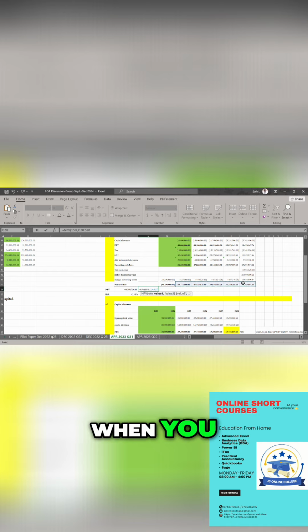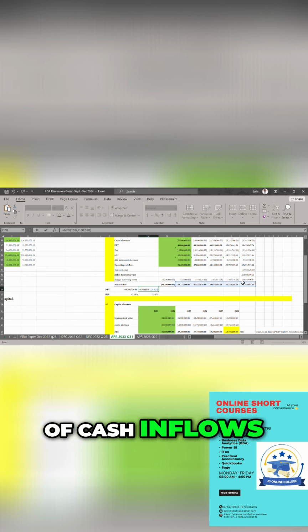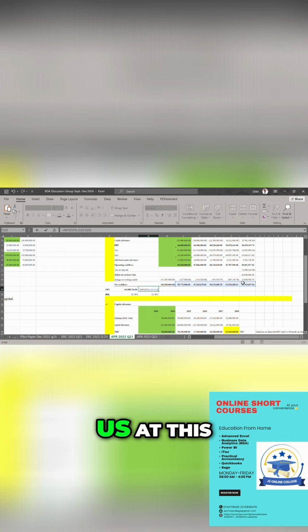Now, when you close this bracket at this point, before hitting any enter key, remember the NPV formula is always total present value of cash inflows, we deduct total present value of cash outflows. That is how you get your NPV. Now, this formula up to this point gives us the total present value of cash inflows. That's what it's giving us at this point.